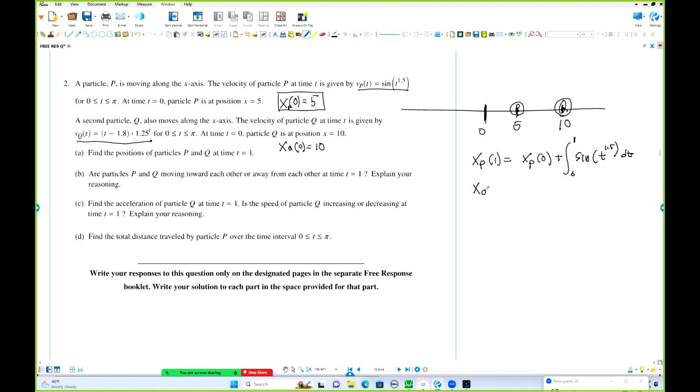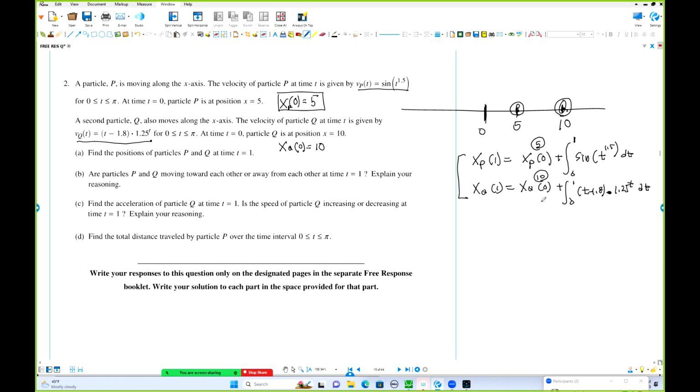Particle Q changes by what? Particle Q initial, we start from 10, okay? This is a 5, this is a 10. And plus, from 1 to 2, the particle velocity is what? t minus 1.8 times 1.25^t dt. Okay? Yeah, that is a fundamental thermal calculus. We're going to find this. This is a 5, this is a 10.